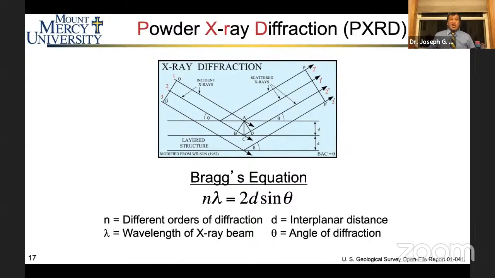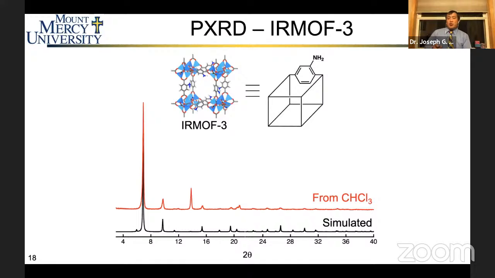If we wanted a good scan, generally only 2 hours, versus trying to go through single crystal diffraction every single time. And so what ends up happening is you can take the data from the single crystal, like IRMOF3, simulate that and compare it to our powder X-ray diffraction. And you can see, okay, as long as we have this pattern, we know that we haven't changed that MOF structure from where we started.